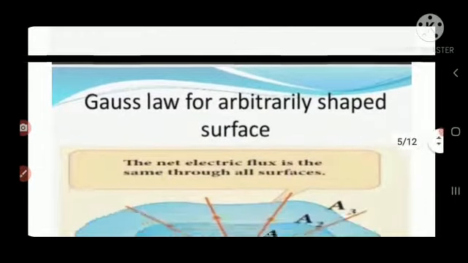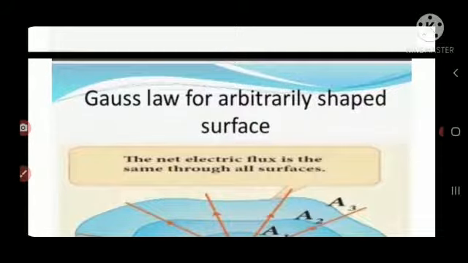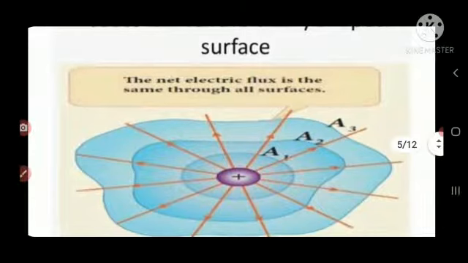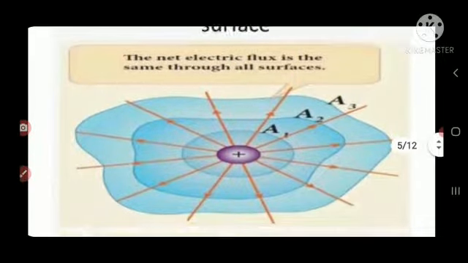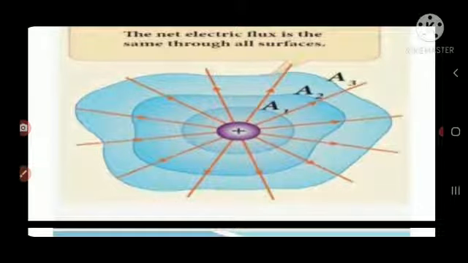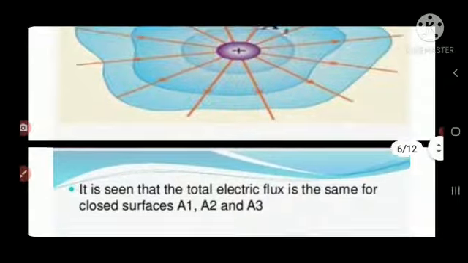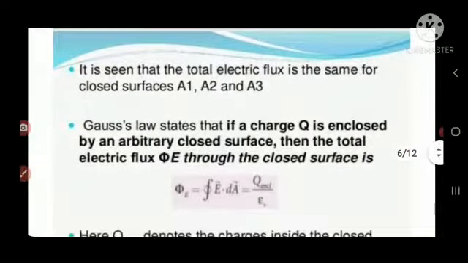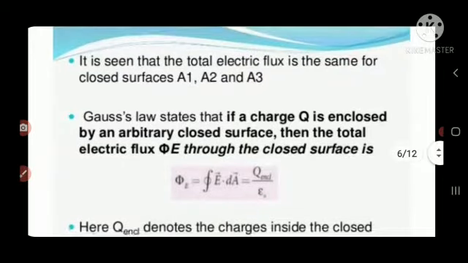Now, Gauss law for an arbitrarily shaped surface. The net electric flux is the same through all the surfaces. See the surfaces here having the areas A1, A2 and A3. So the net electric flux is the same through all the surfaces. It is seen that the total electric flux is the same for the closed surfaces A1, A2 and A3.